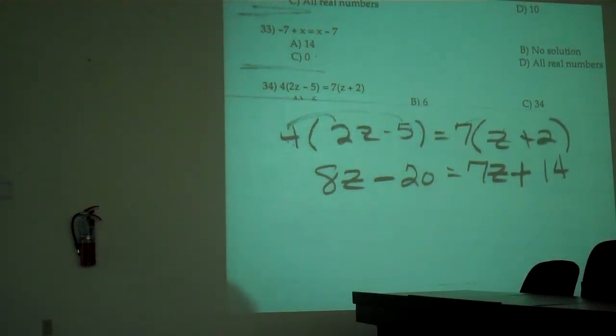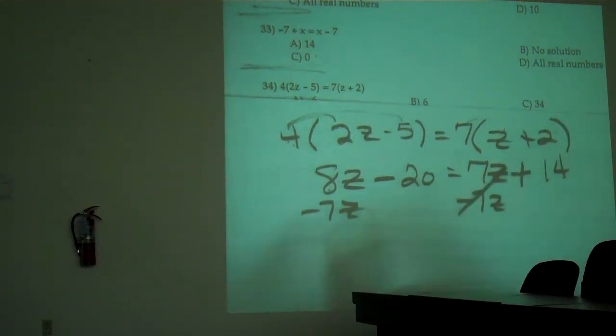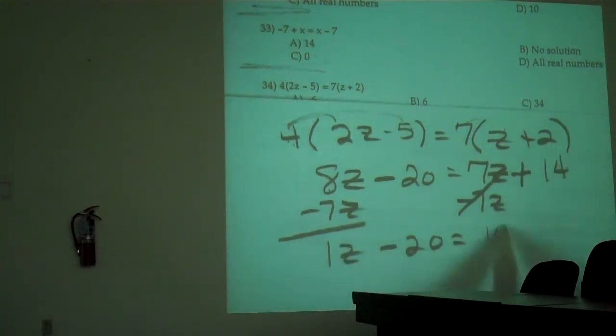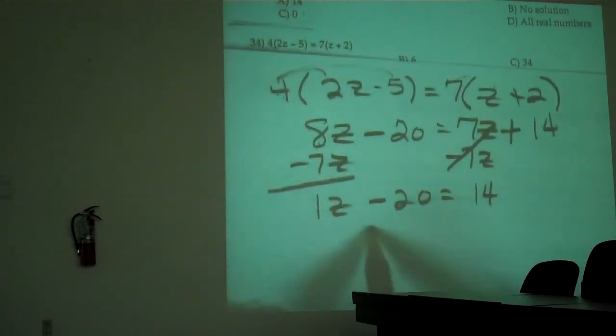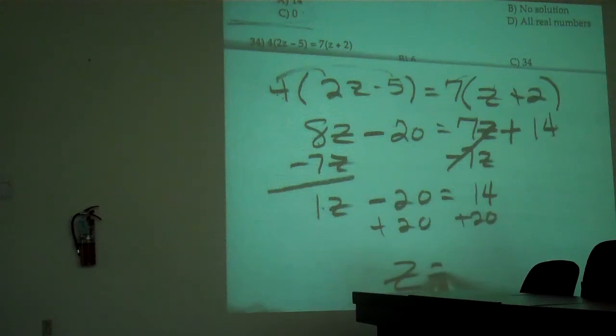Okay, now decide which side you want your variable on. Want to subtract 8 or subtract 7? Subtract 7, okay. 8 minus 7 is 1z. Minus 20 equals 14. Plus 20. Plus 20. Z equals 34. 1z is z. 34. Okay? Z equals 34.